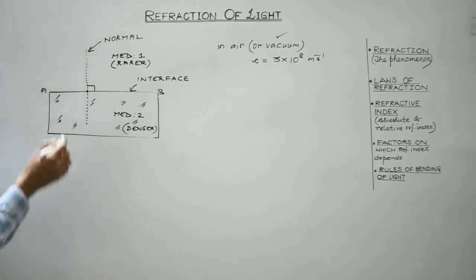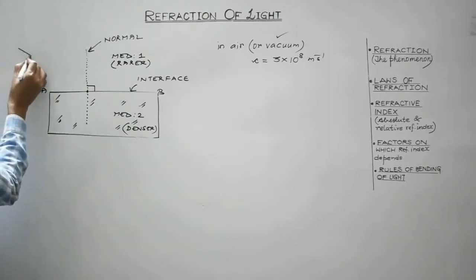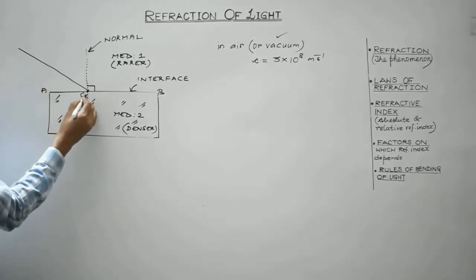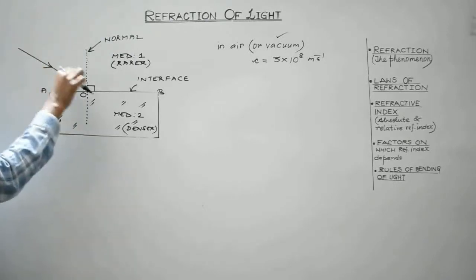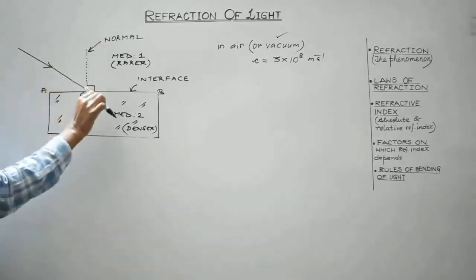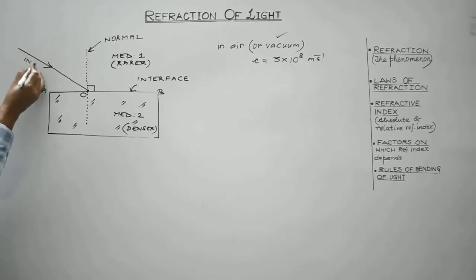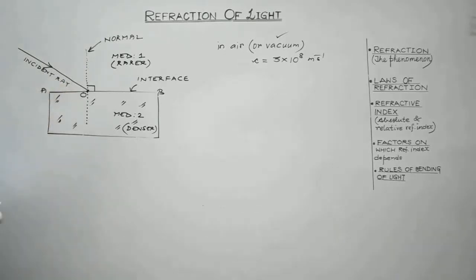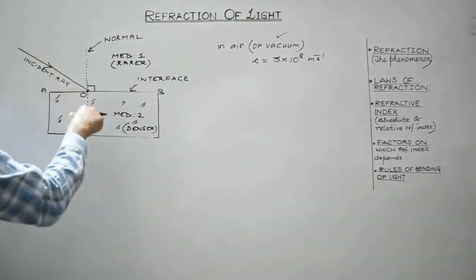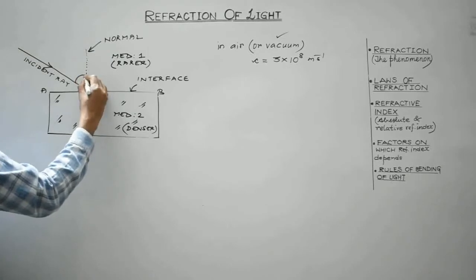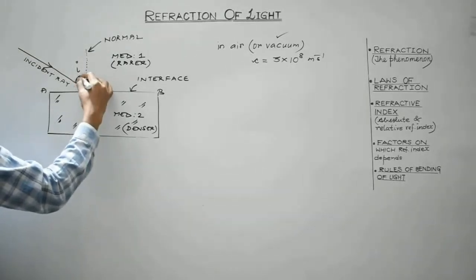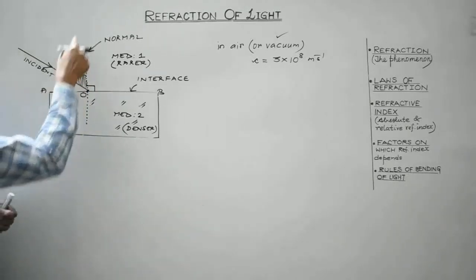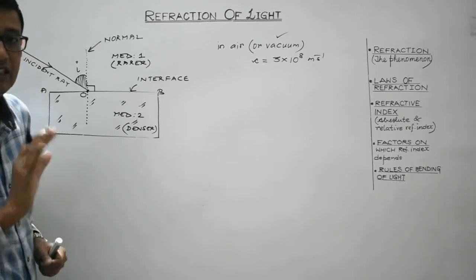So now let us consider an incident ray, and it is incident at point O in an oblique direction. This is normal incidence, this is an oblique direction. So suppose this is the incident ray. Now the angle which the incident ray makes to the normal is known as the angle of incidence. This angle is known as the angle of incidence, right? So the angle which the incident ray makes to the normal is known as the angle of incidence.